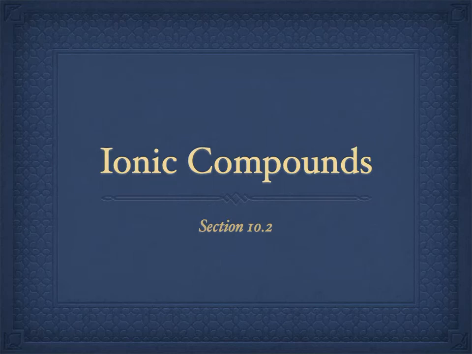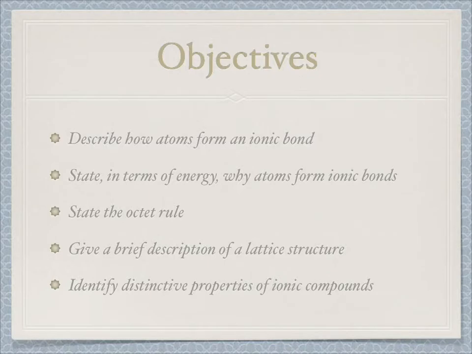All right, section 10.2, ionic compounds. Here's our objectives. Be able to describe how atoms form ionic bonds, state this in terms of energy, be able to explain the octet rule, talk about lattice structures and properties of ionic compounds. Those are kind of key things out of this section.